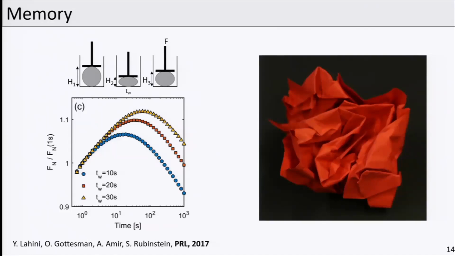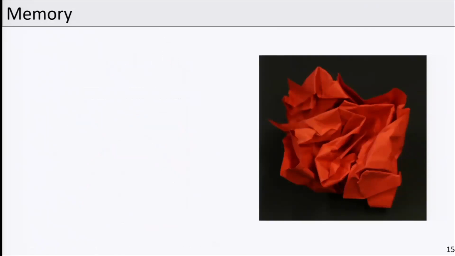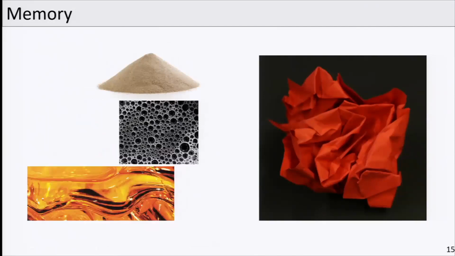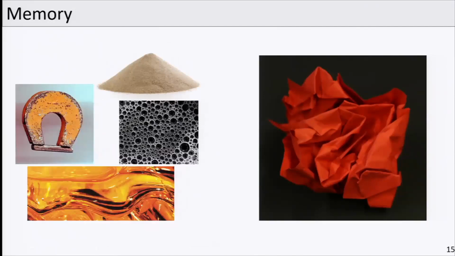So these are only two examples of memory, but really there are many different phenomena that can occur in a wide variety of physical systems. Just to mention a few, granular matter is a good example. Foams, melts, glass melts or polymer melts, magnets, mostly disordered or complex materials. And most of these time-dependent effects are not new.